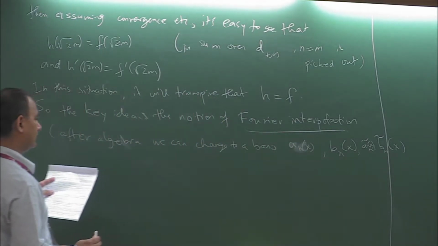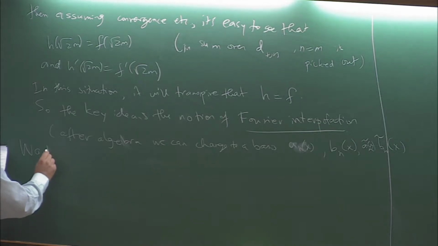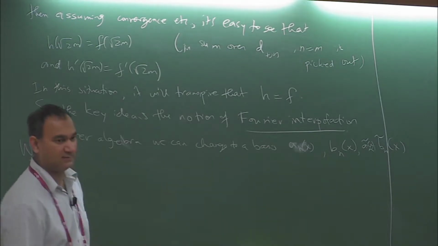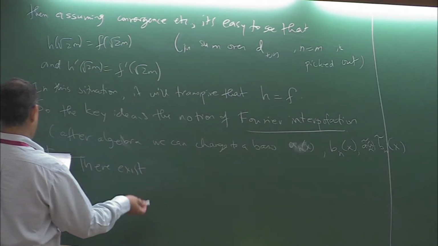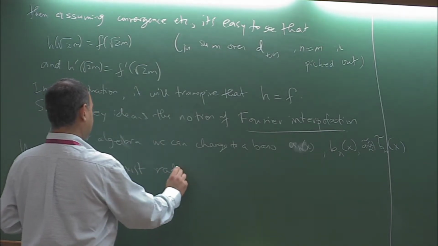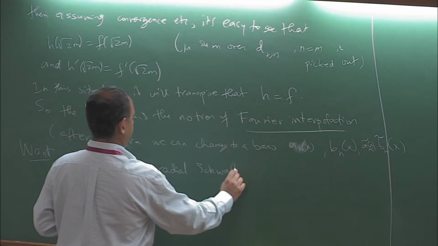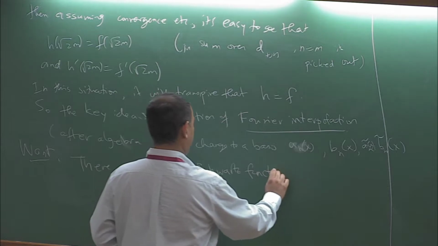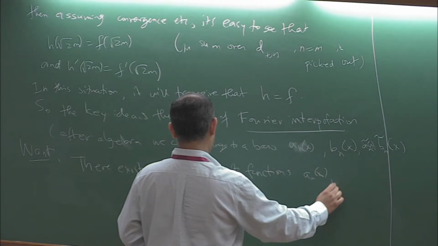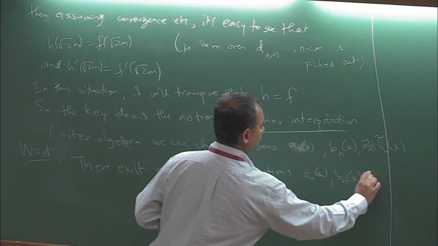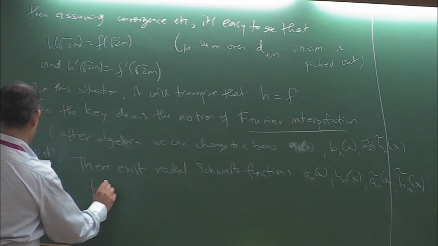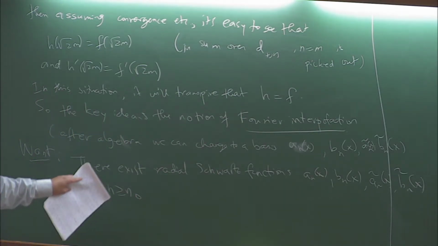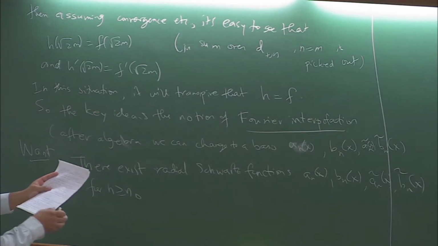So here's what we desire. Oh, an tilde and bn tilde. Yeah. So here's what we want. Let me just say specifically. Here's what we propose must happen. So there exist radial Schwartz functions an of x, bn of x, an tilde of x, and bn tilde of x, such that, for n at least n0, where n0 is 1 for 8 dimensions and 2 for 24 dimensions.